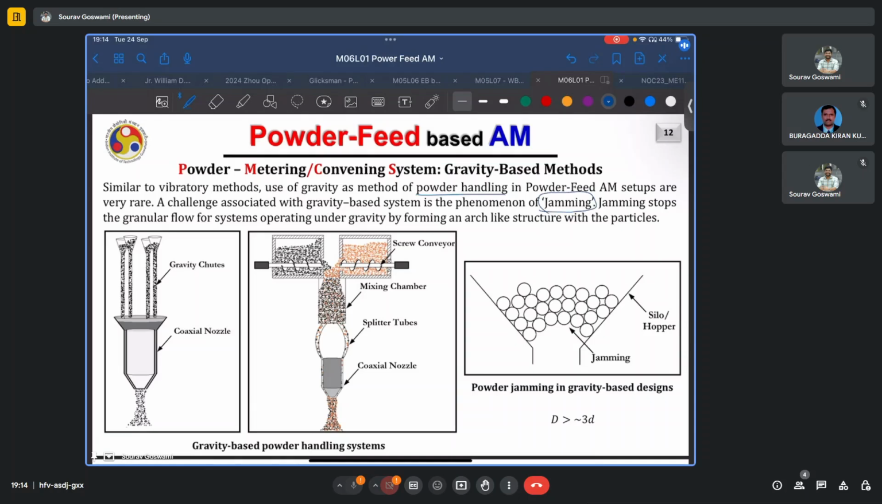Empirically, it has been found that should this neck diameter, capital D, be of the order of 3 to 4 times the particle diameter, the particles will simply jam and not allow any further movement. So it has to necessarily be greater than 3 to 4 times the particle size. The particles that we see here are of uniform shape, but typically you will have a distribution, and there will be large and small particles. Such jamming may stop the granular flow for systems operating under gravity.